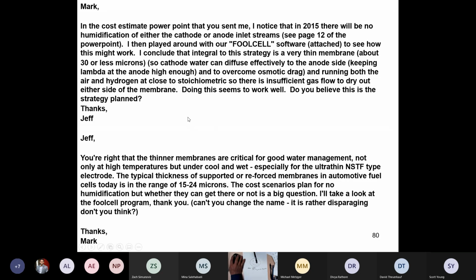Okay, so any comments and questions about fuel cells? Fuel cell part of this course? Anyone ever driving a fuel cell vehicle?